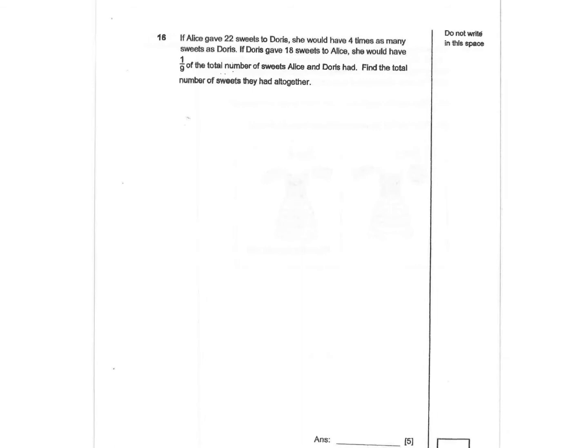Okay, so let's assume that for Alice, the amount of sweets she had is A. And let's also assume the amount of sweets Doris had is D. Okay, so we actually want to find the sum of A and D. That's our objective.